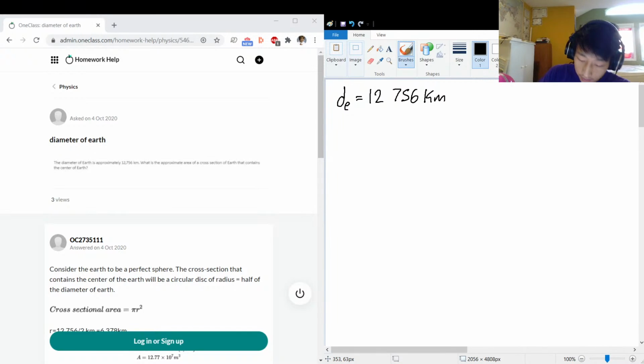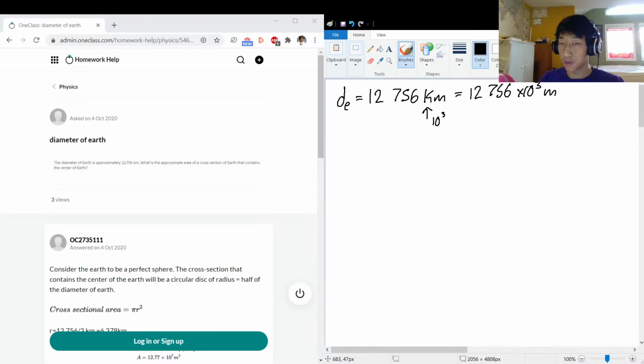Another way that we could write this, we know that K for kilometers or kilograms or kilonewtons, any K, is equal to 10 to the power of 3. So we could also write this as 12,756 times 10 to the 3 meters. That's another great way to represent this.